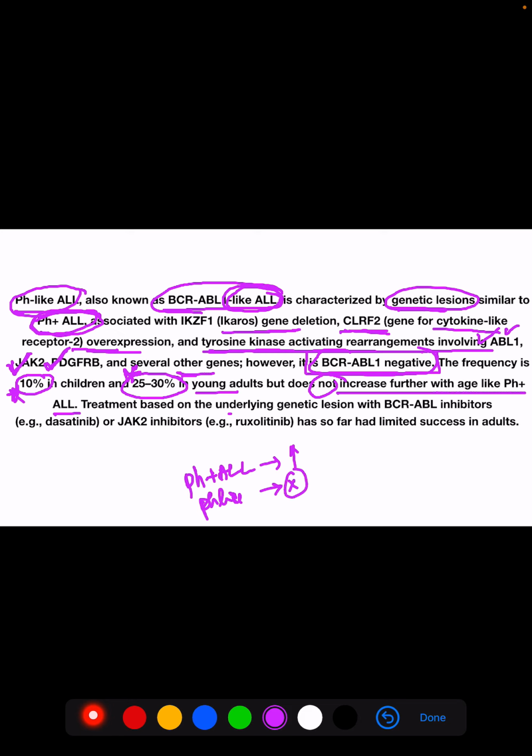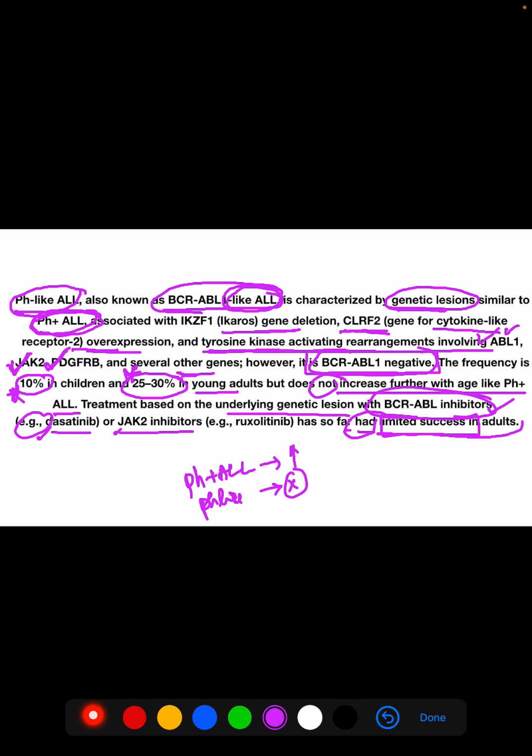And treatment is based on the underlying genetic lesion, with BCR-ABL inhibitors, for example dasatinib, or JAK2 inhibitors, ruxolitinib, which have had limited success so far. Because there are some translocations, we can try. This treatment has been tried with BCR-ABL inhibitors, dasatinib or JAK2 inhibitors, but this has had limited success in adults. So that is about the diagnosis and clinical features of acute lymphoblastic leukemia.